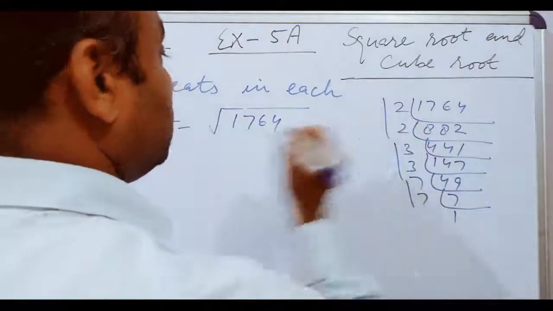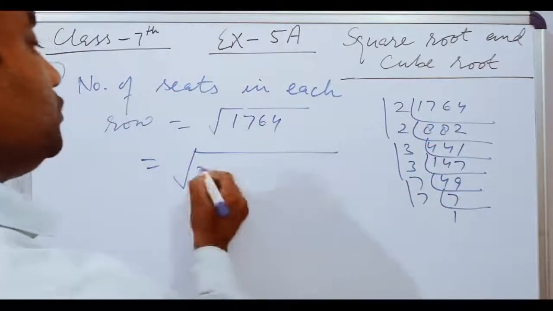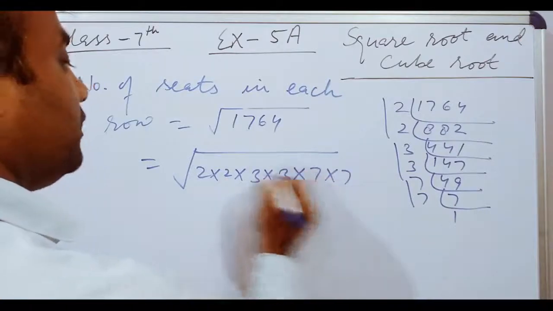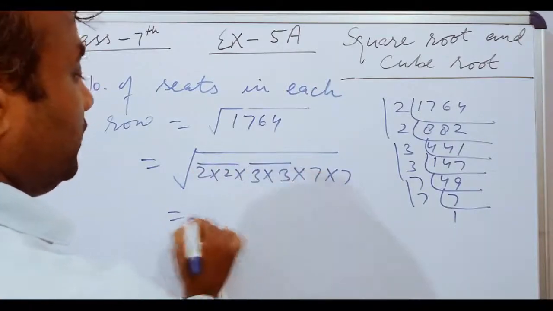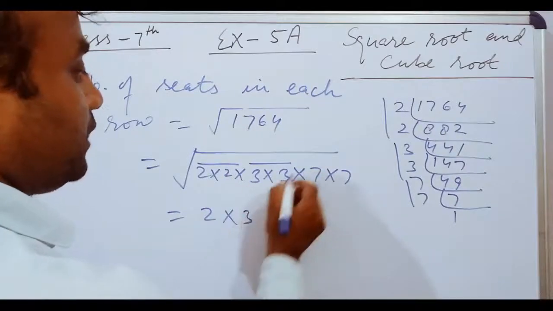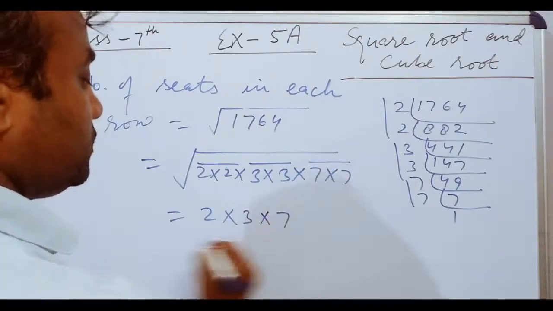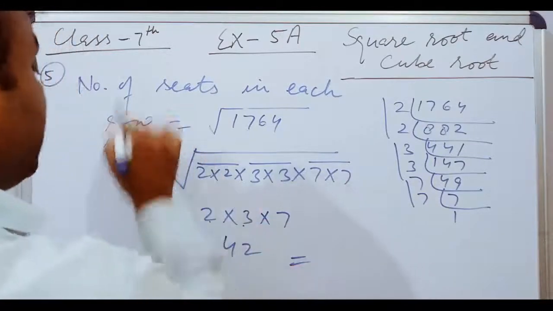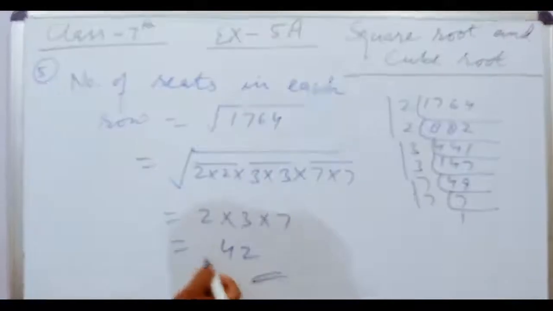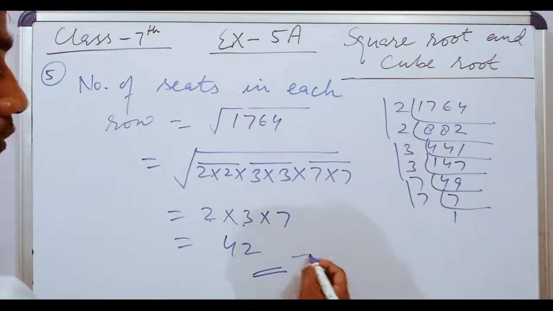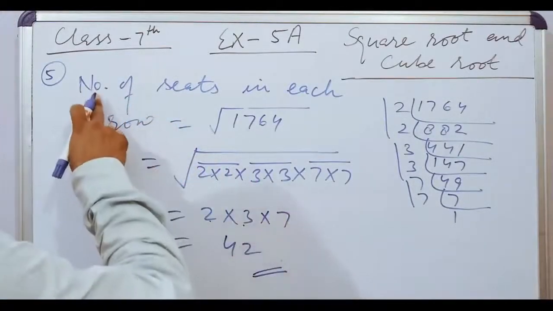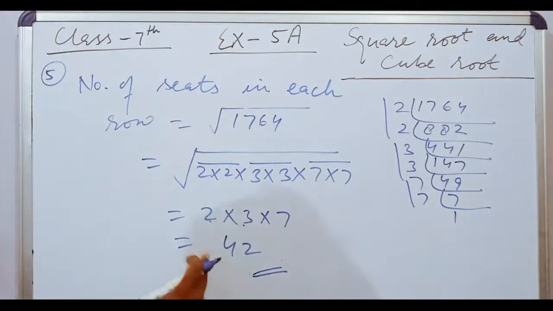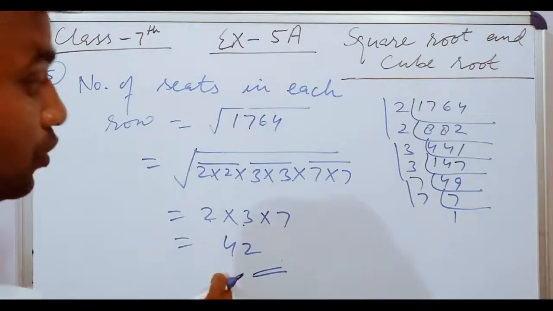So 2 into 2, 3 into 3, 7 into 7. From the pair of 2, we will take out 2. From the pair of 3, we will take out 3. From the pair of 7, we will take out 7. 2 3s are 6, 6 7s are 42. Means the number of rows is 42. Now, the number of seats in each row is 42 and the number of rows is also 42.